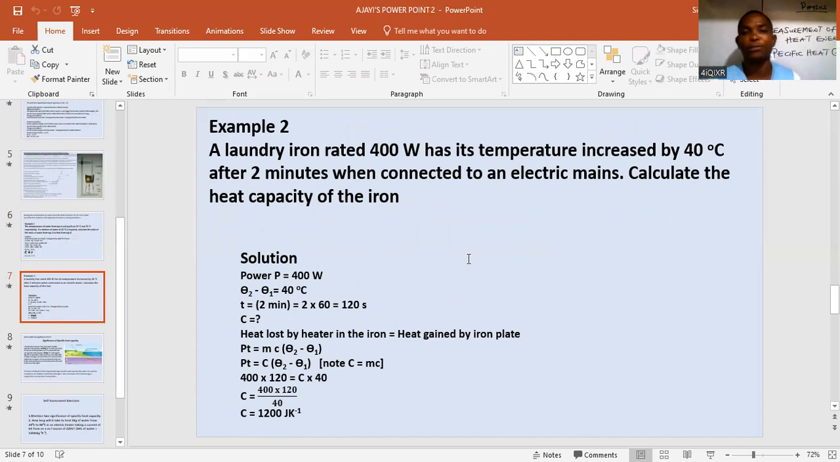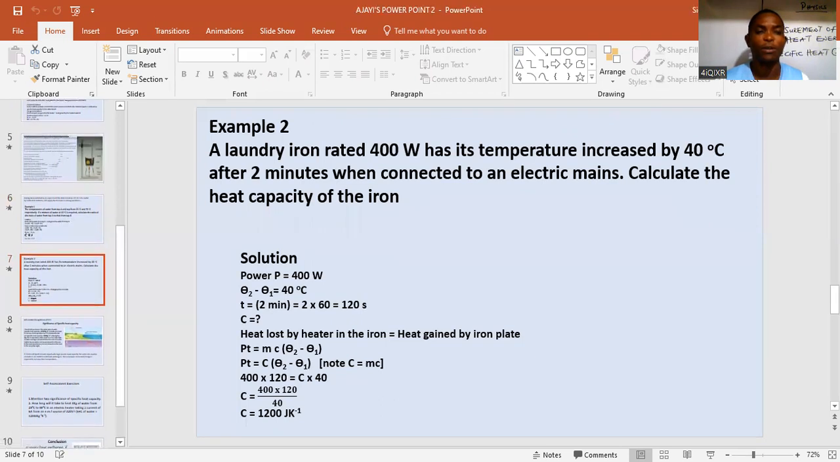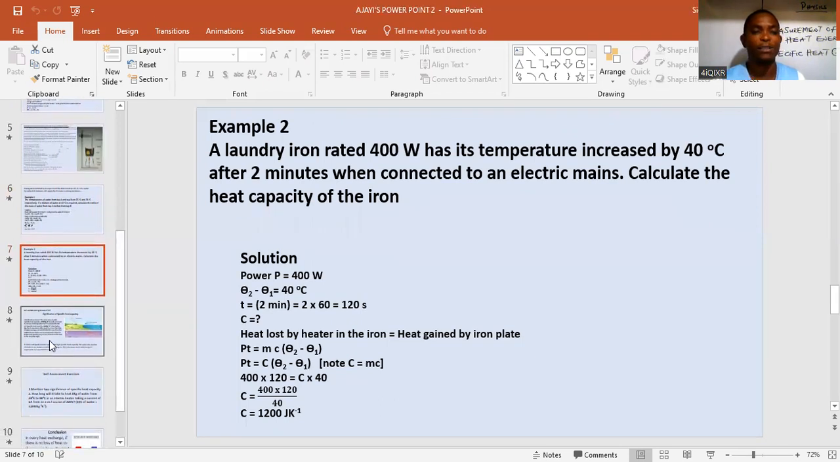A laundering iron rated 400 watts has its temperature increased by 40 degrees Celsius after 2 minutes when connected to an electric mains supply. Calculate the heat capacity of the iron. Now, in calculating the heat capacity of the iron, we shall itemize all the variables from the question. P is 400 watts, and change in theta is 40 degrees Celsius. The time taken is 2 minutes, which we need to convert to seconds. So what we need to do is to multiply it by 60, and we're going to have 120 seconds.